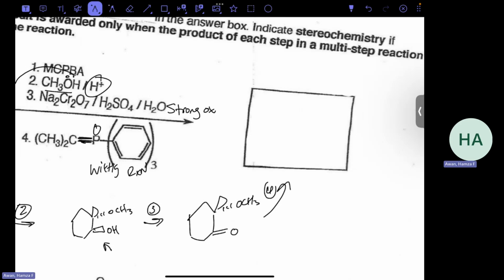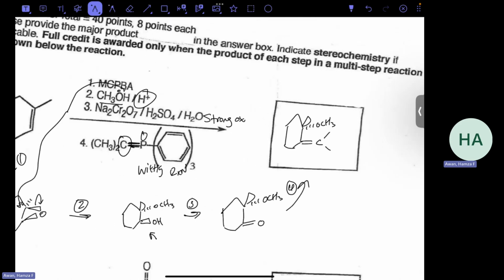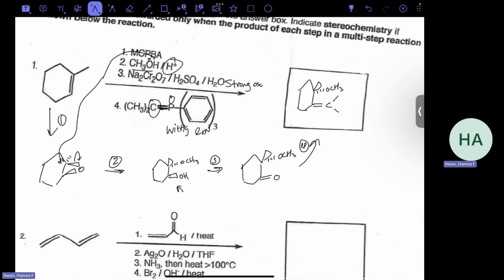So this is going to be our final step. So the methyl group, OCH3, and then this double bond, right? No longer connected to the oxygen, but now connected to the carbon. So it's carbon, and it has two methyl groups attached to it. So CH3, CH3. And that'll be the answer to the first reaction question.